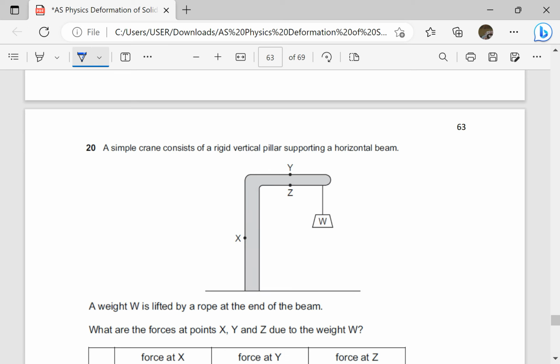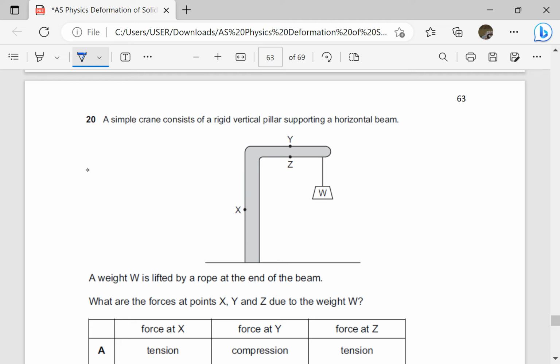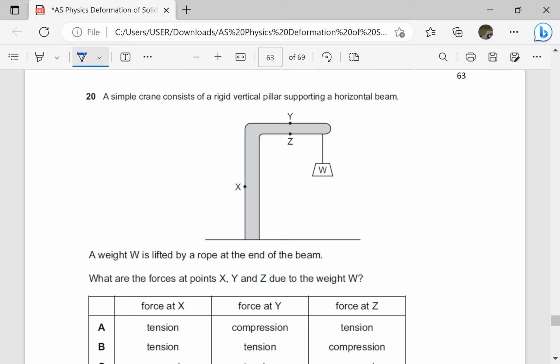A simple crane consists of a rigid vertical pillar supporting a horizontal beam. A weight W is lifted by a rope at the end of the beam. What are the forces at points X, Y, and Z? To begin with, this beam is causing this part to be compressed. This part is under compression, but this part is being pulled apart. Then this part is also being pulled apart because the bottom is fixed, and the upper part of the beam is pulling away. So X is under tension, Y is under tension, Z is under compression.